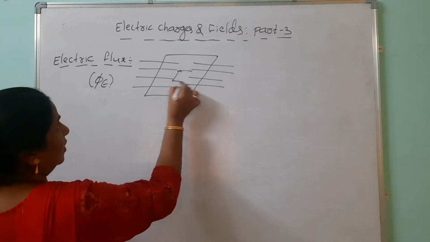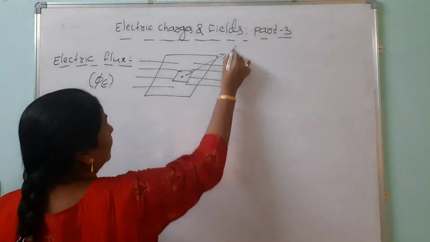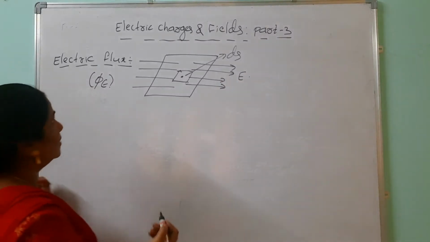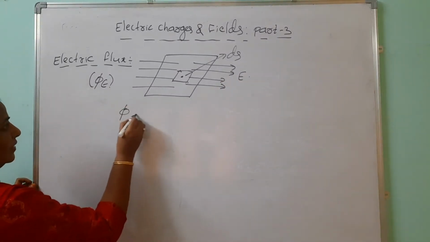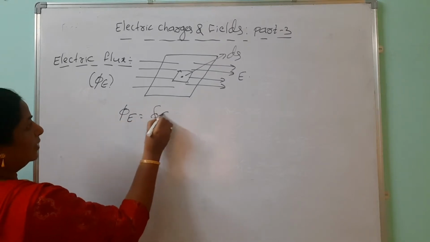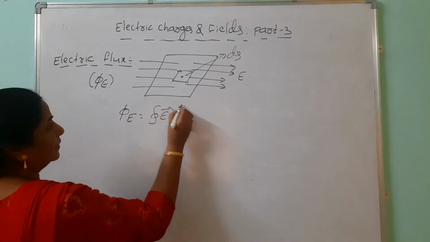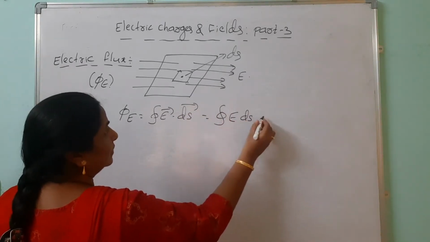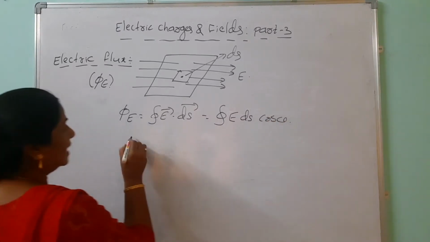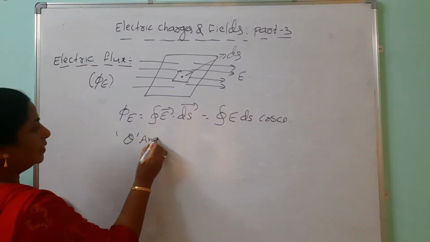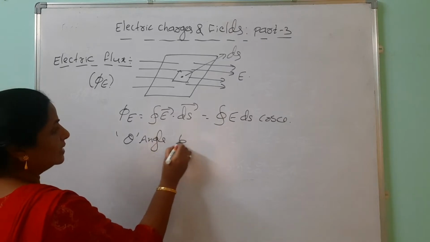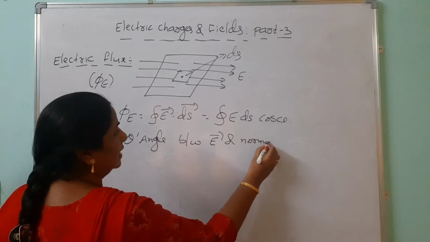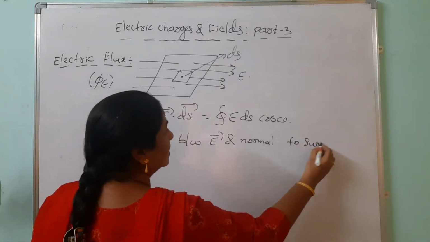Suppose you consider a small area for this. This is the ds, and this is the intensity of electric field. Then how to write the expression for the electric flux? Electric flux phi equals the integral of E bar dot ds bar. Here it should be E ds cos theta also. Theta is the angle between the intensity of electric field and the normal to the surface area. Most of the people are confused here only.